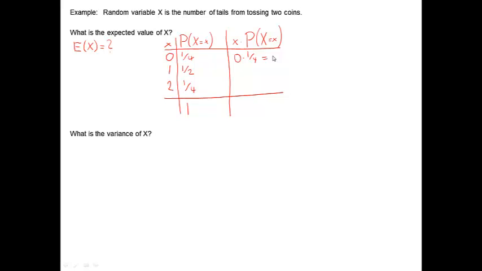The product of the two is 0. It can take value 1 with 1/2 probability. Again, the product of the two is 1/2. And it can take value 2 with 1/4 probability. Multiplying the 2 gives us 1/2. Adding all these products together gives us the expected value of this random variable. In this case, the expected value is 1.